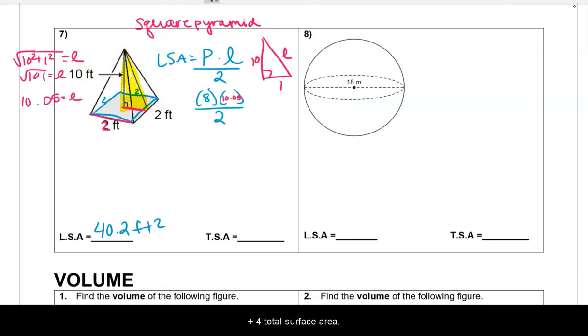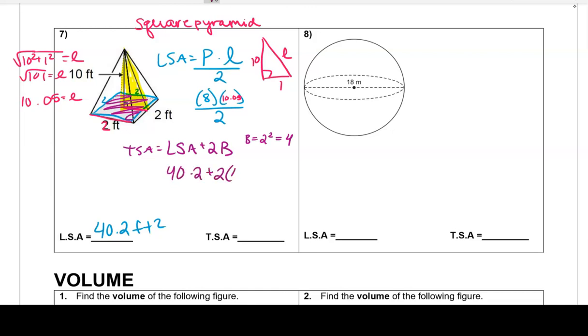And for total surface area, our formula from our formula sheet is going to be that lateral surface area plus 2 times big B. Remember, big B represents the area of the base. So how can we find area of a square? Well, 2 times 2. So big B is going to be 2 squared, which is 4. So we're going to take our lateral, 40.2, plus 2 times 4, and that's going to give us a total surface area of 48.2 squared. Awesome.